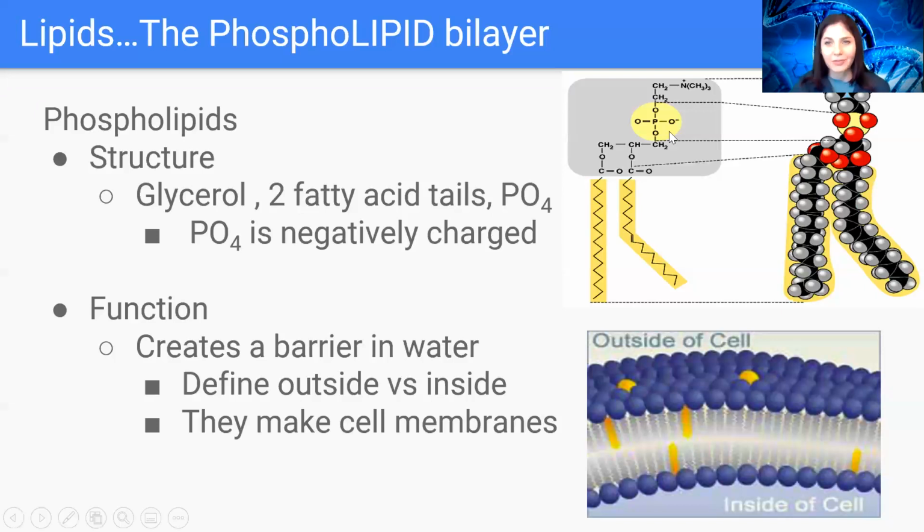Now the tail right here is going to be non-polar, meaning it's going to be water-fearing or hydrophobic. So it's going to be scared of water, or it hates water. It's not going to be charged at all. So again, we're going to have this phosphate head that has a charge. It's polar, it's water-loving, and then we have this tail. The tail is going to be hydrophobic, it's water-fearing, and it is non-polar.